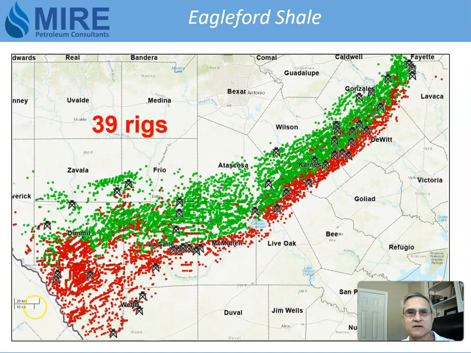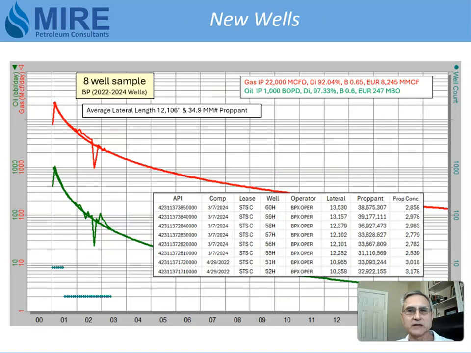So the first thing we did is we went ahead and looked at some nearby offset wells just near the lease that we're evaluating. So here's a normalized type curve of 8 wells recently drilled by BP. So this is a rate versus time normalized type curve. Red is gas rate and green is oil rate.